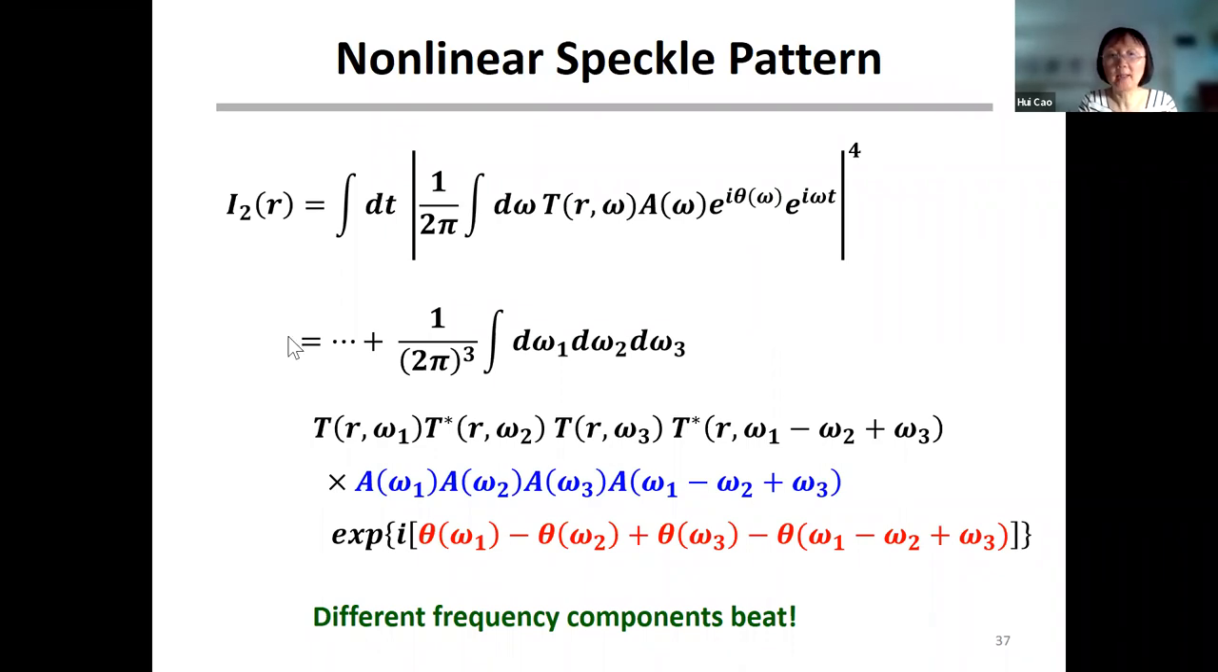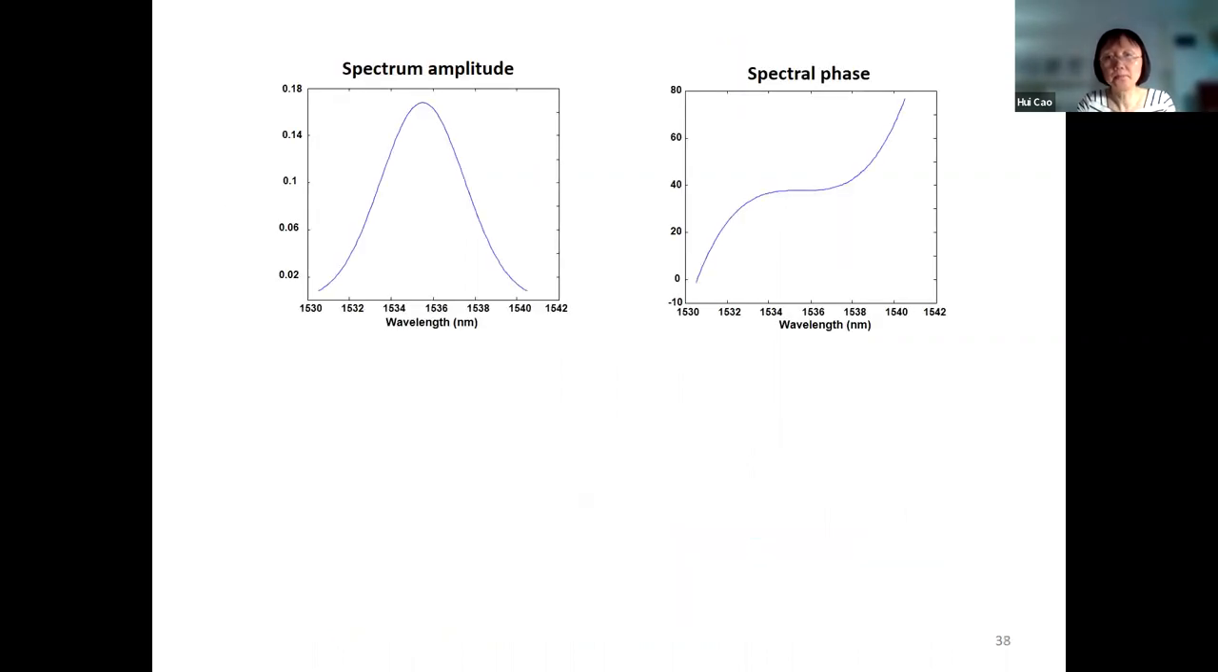And because of that, this two-photon spectral pattern will contain the spectral phase information of the input. And that can allow us to retrieve it. So that's basically what we try to do.